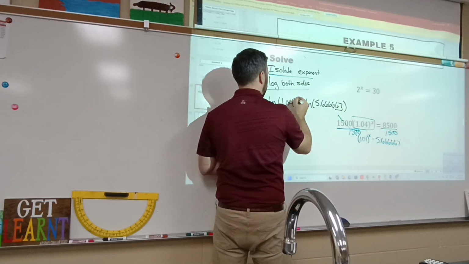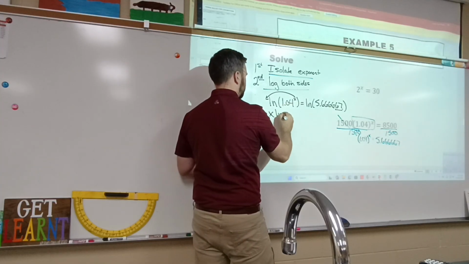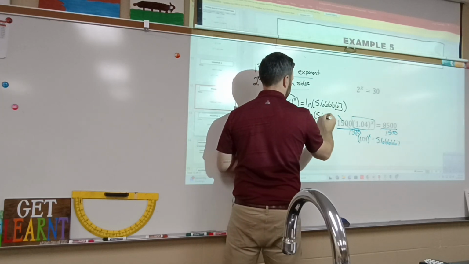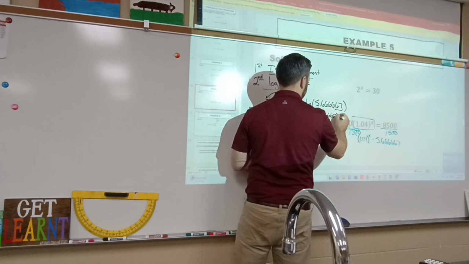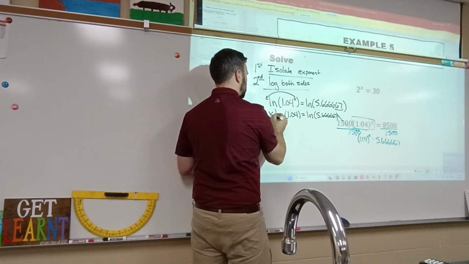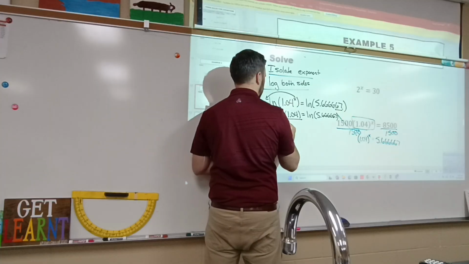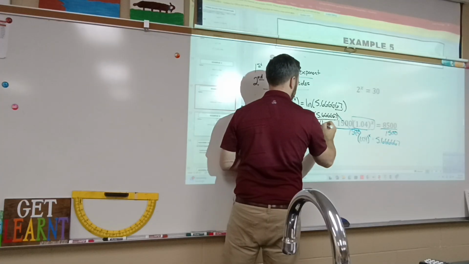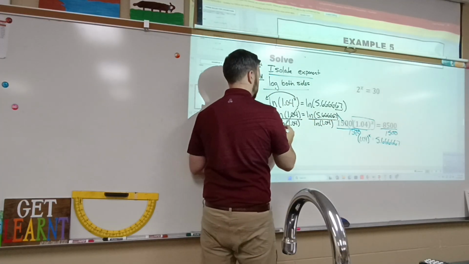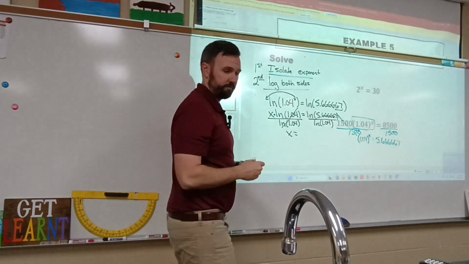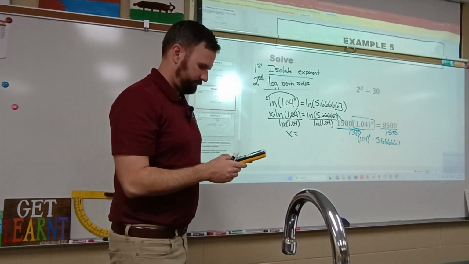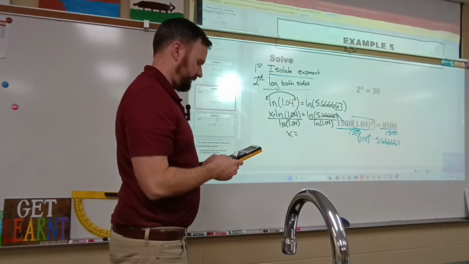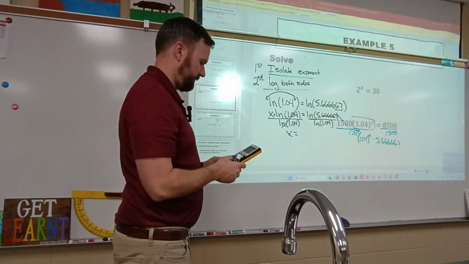All right. x moves out in front. You have to write all this. That's x times a number, so I divide by said number. And I get x equals something: 5.6666666 divided by natural log of 1.04.